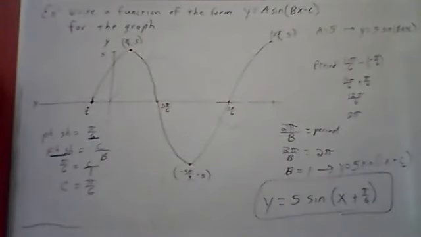It's the equation that they showed me in the graph of 5 times the sine of x plus pi over 6. That's just putting everything together.